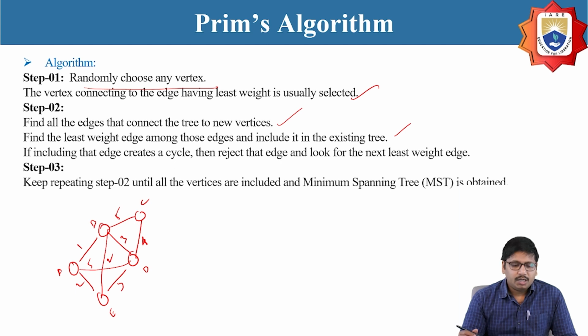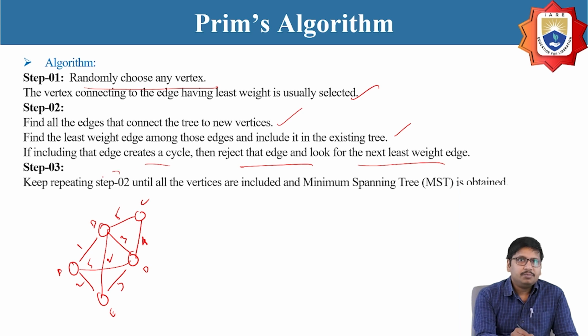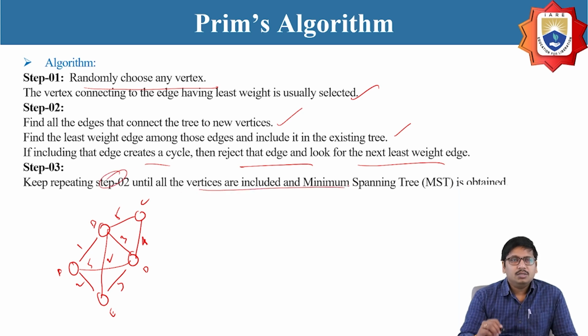If including that edge creates a cycle, then reject that edge and look for the next least weight edge. So find all the edges that connect the tree to the new vertices and find the least weighted edge. Include that edge in the existing tree. If including that edge creates a cycle, then reject the edge, otherwise look for the next edge. Keep on repeating these steps, and finally construct the spanning tree.